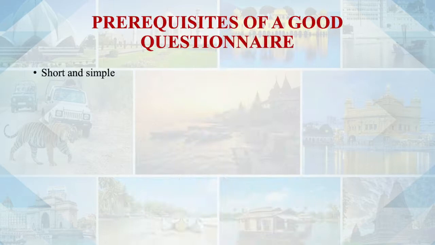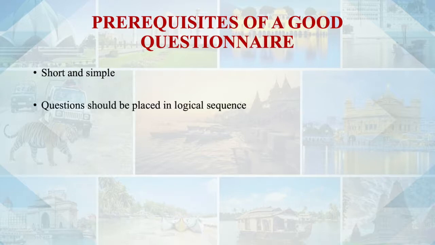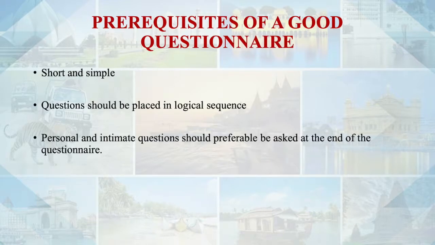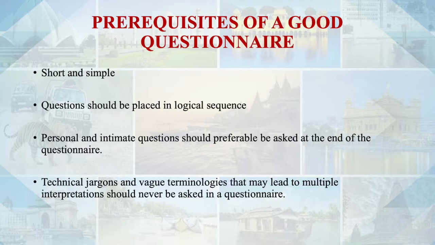Prerequisites of a good questionnaire. To obtain a fruitful result, the questionnaire should be comparatively short and simple. In other words, the size of the questionnaire should be kept as minimum as possible. Questions should be placed in a logical sequence, moving from easy to difficult questions. Personal and intimate questions should preferably be asked at the end of the questionnaire. Technical jargons and vague terminologies that may lead to multiple interpretations should never be used in a questionnaire.